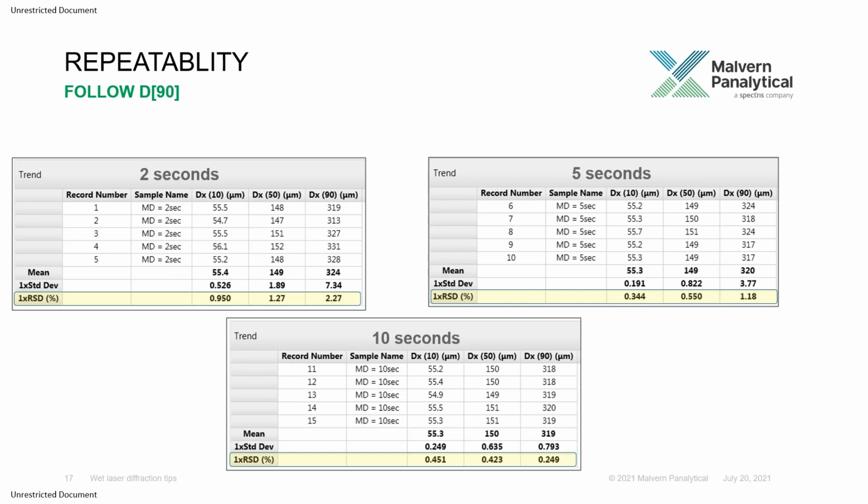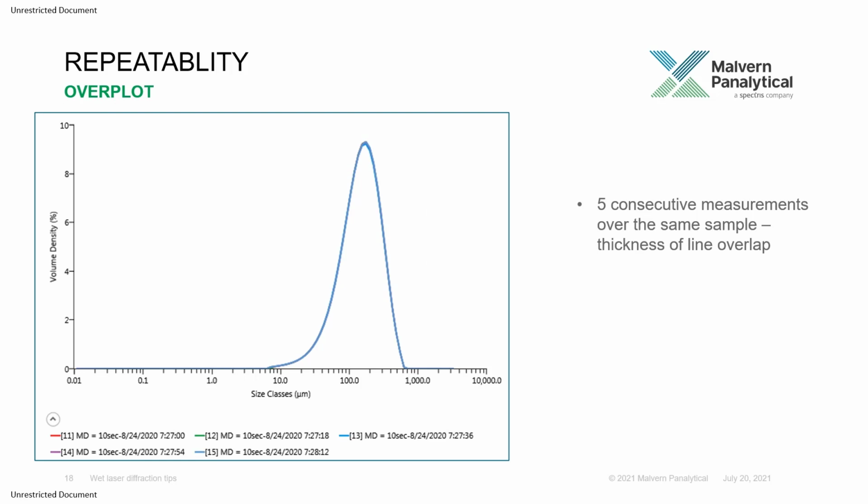Mathematical calculation of repeatability shows that the RSD for D90 is best when the measurement duration is 10 seconds. This is also confirmed by looking at an overplot for the 5 consecutive measurements of the sample when stability is reached, and for 10 seconds long measurements, thickness of line overlap is obtained.